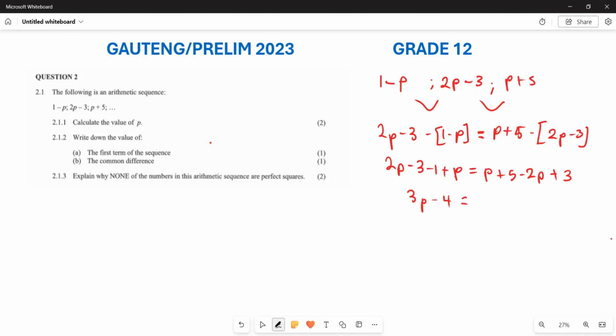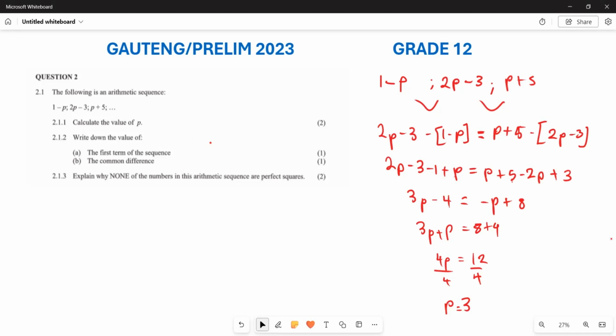Then this is equal to negative p, and here 5 plus 3 is going to be plus 8. When you take this one this side and this one this side, 3p plus p is the same as 8 plus 4, which means 4p is equal to 12. Then you divide by 4 here, you divide by 4 here, which means the value of p is 3. So that is the value of p that you are going to find.